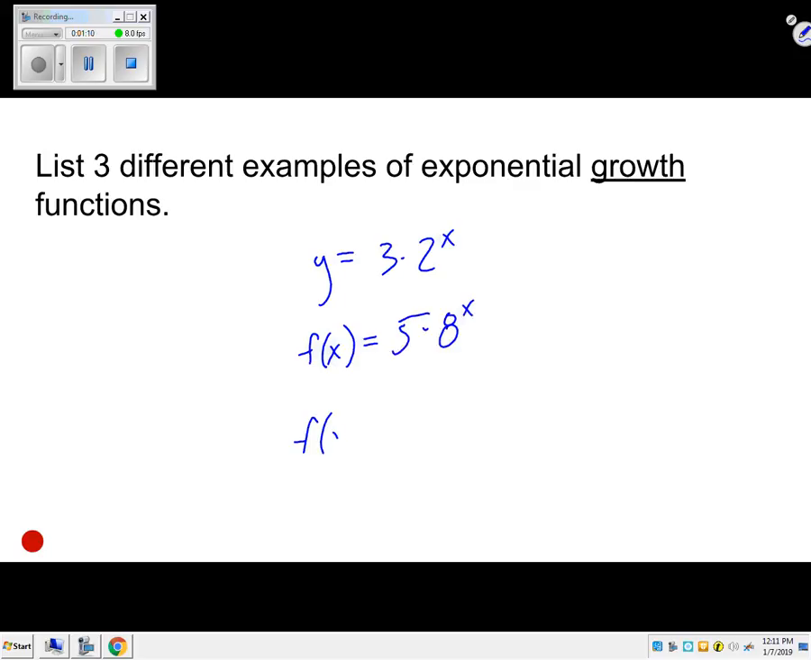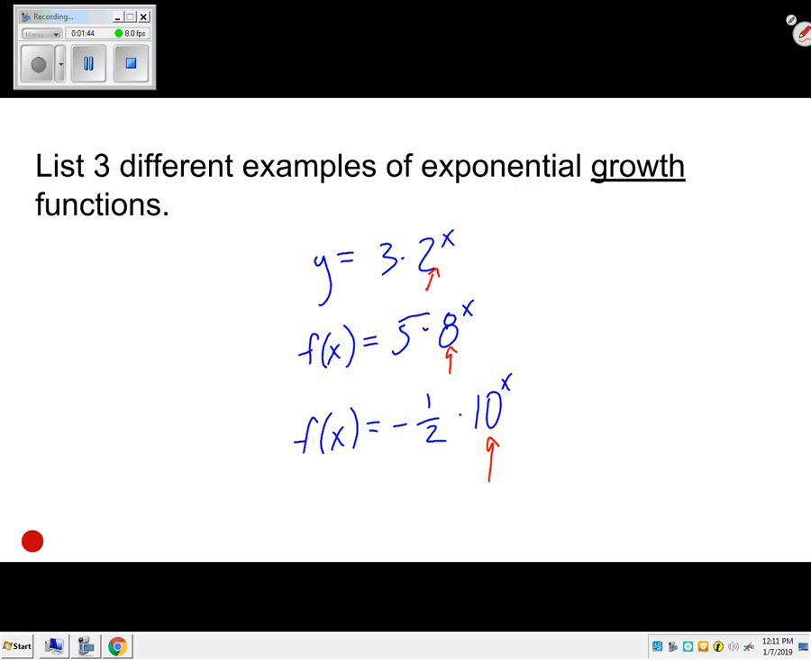Or we might have had f of x equals negative 1/2 times 10 to the x. So even though there's a negative in front of that, it was still growth. The whole idea with it being growth is that whatever is being raised to a power is bigger than 1. As long as it's bigger than 1, even if it's 1.1, it's going to be exponential growth because that number is bigger than 1.